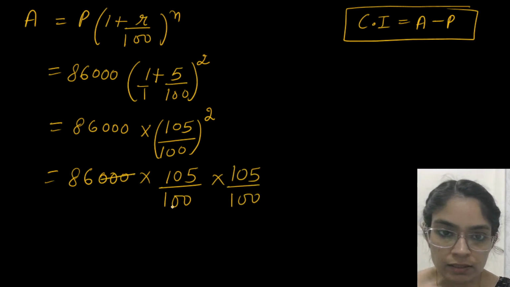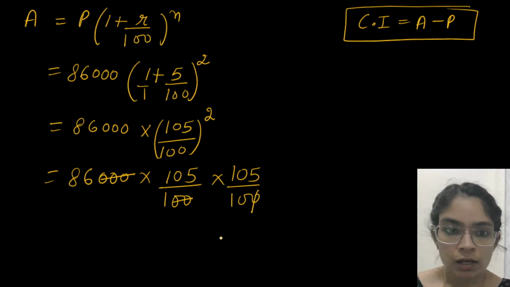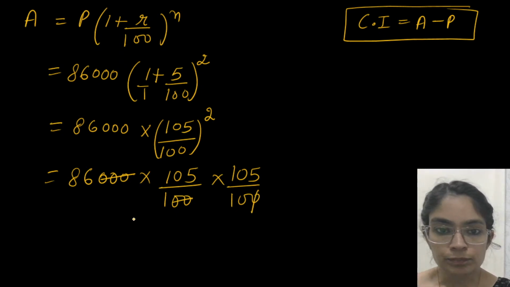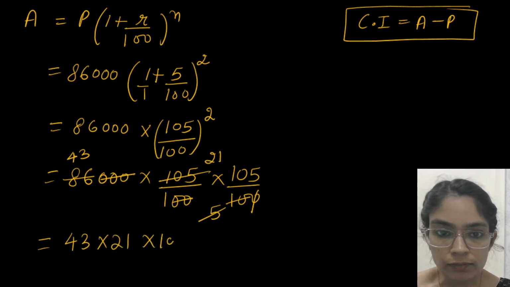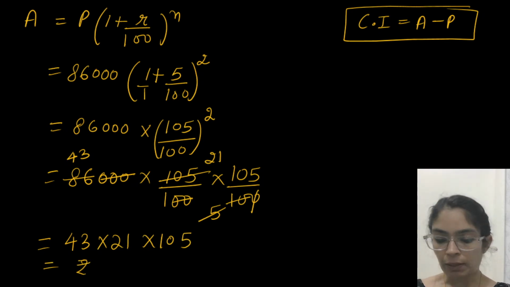So here 3 zeros will get cancelled. Again we can do cancellation. 2's table we can do: 2 into 43, 2 into 5, 5 into 21. So what I am left with now is 43 into 21 into 105. So after multiplying this, what is the value of the amount we are getting?